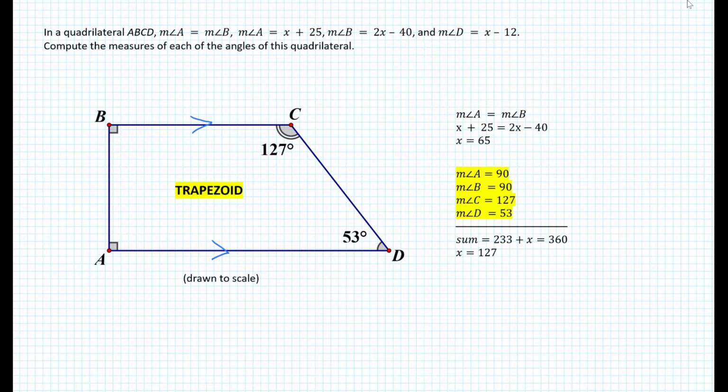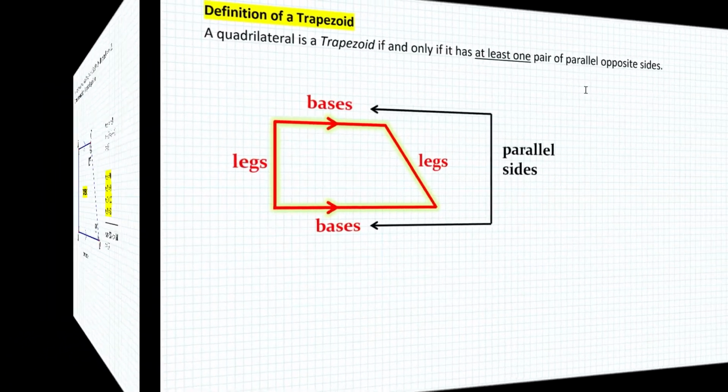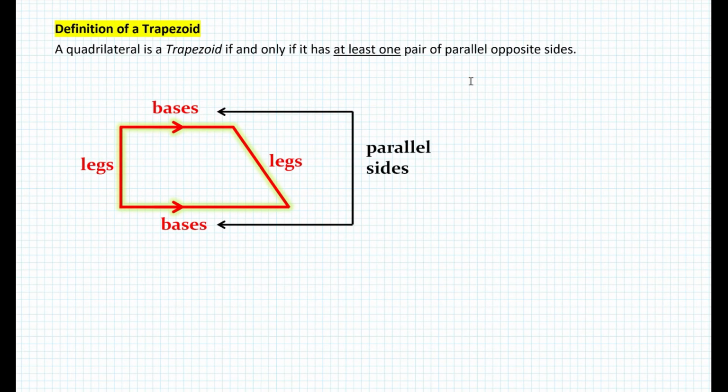So as we did in previous lessons regarding all the other quadrilaterals, let's first introduce the definition of a trapezoid, and then we'll introduce the properties as well, okay? So the definition of a trapezoid states the following. A quadrilateral is a trapezoid if and only if it has at least one pair of parallel opposite sides. That's an interesting definition, right? Because it states that there's at least one pair of parallel opposite sides.